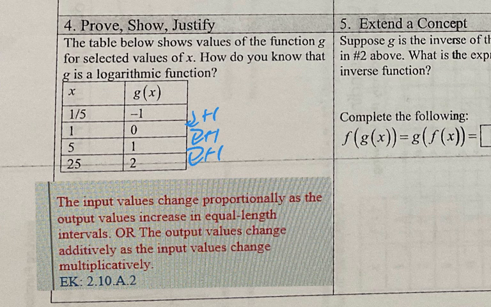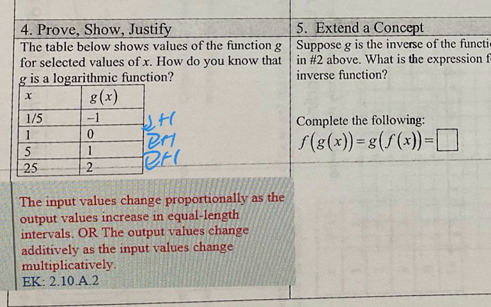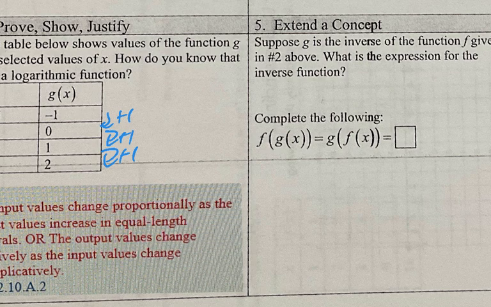Here's their wording, okay? The input values change proportionally as the output values increase in equal length intervals. Or you could say the outputs change additively as the inputs change multiplicatively. I do not remember seeing a question like that last year. So we have to give an explanation on it.